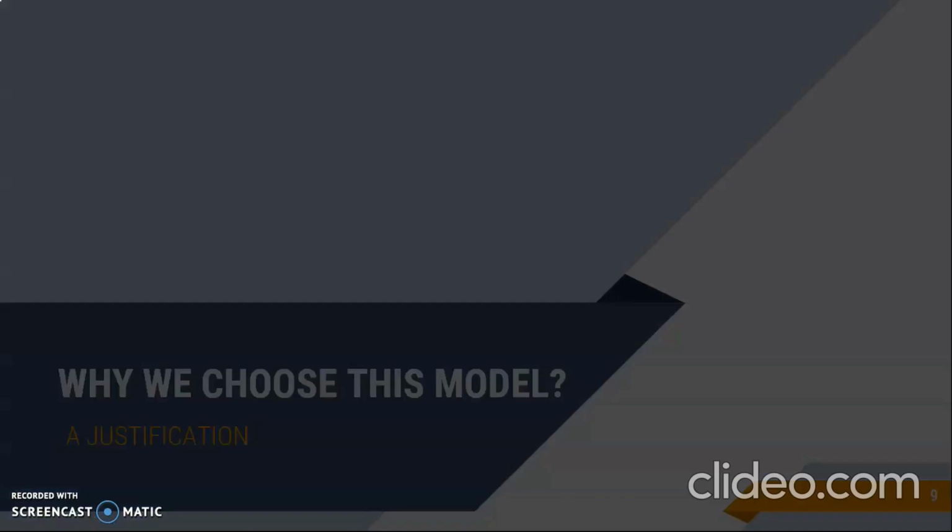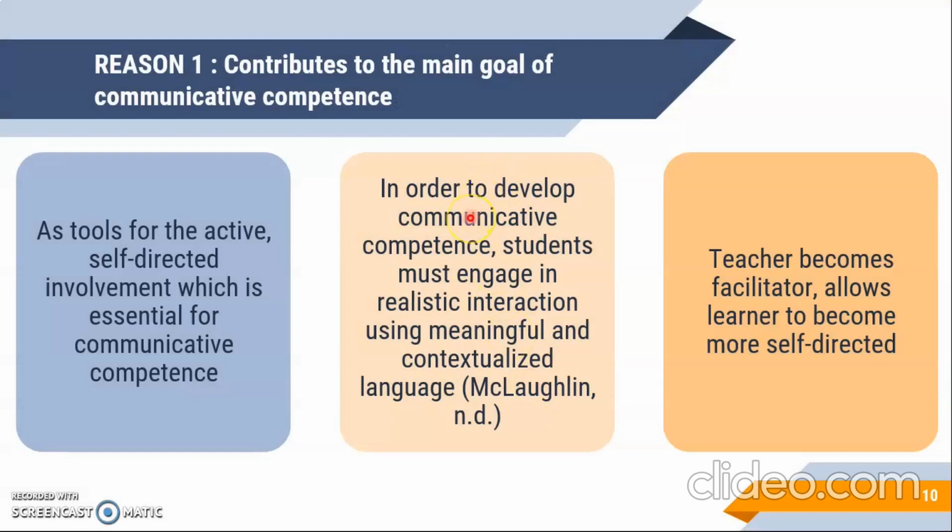Why do we choose this model? The LLSI by Oxford has been chosen because the strategies in the model are very useful in language learning. The strategies can contribute to the main goal of communicative competence, and the strategies are also adapted and play important roles as tools for the active self-directed involvement, which is essential for communicative competence.